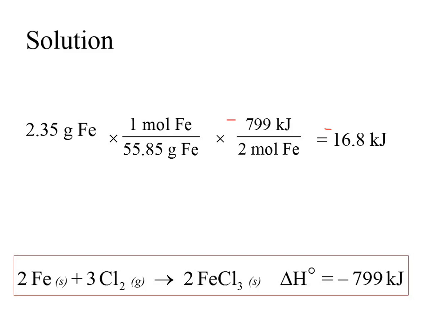But if you just simply put negative 16.8 kilojoules of energy is associated with the reaction of 2.35 grams of iron, then you're covered. And then if it absorbs energy, we just don't need to put it. That's true. Yeah, if it absorbs energy, it is positive, the sign of the delta H, or the energy.